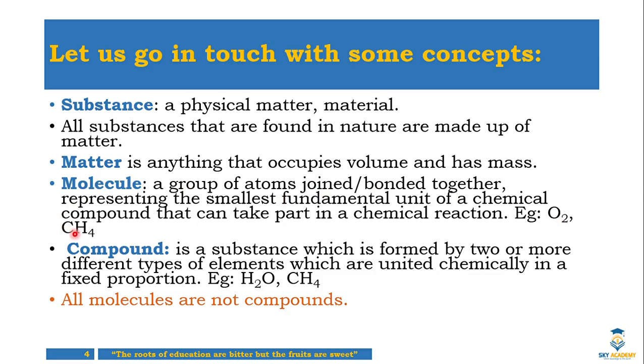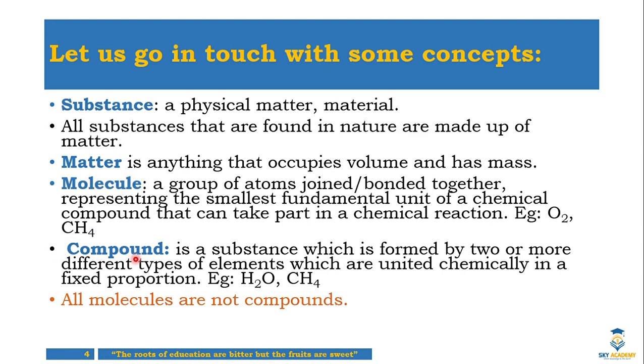Here we have five atoms of different elements. Here we have carbon, and here we have four hydrogen, but they are bonded in the smallest fundamental ratio. Here we have 1 carbon and 4 hydrogen. This is methane, and this is the molecule of oxygen. Those examples are examples of a molecule.